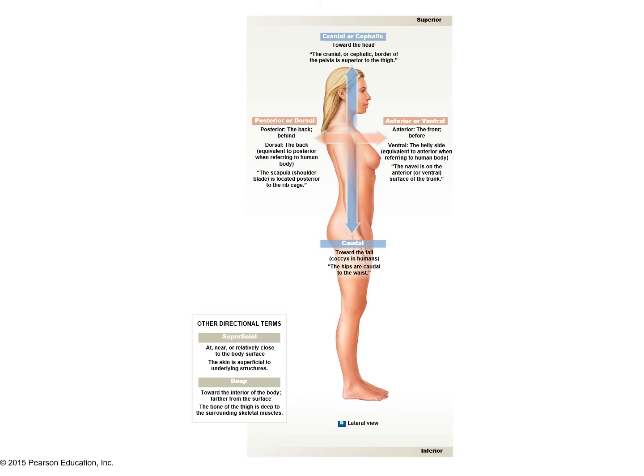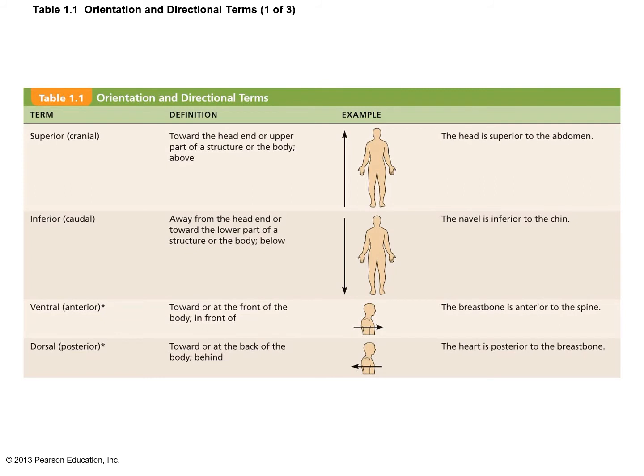Let's see. We talked about anterior and posterior. This table right here gives you more examples. So try it out, okay? Or try different examples. For example, if I say your nose is what to your mouth? Your nose is cranial, right? Because it's more upwards compared to your mouth.